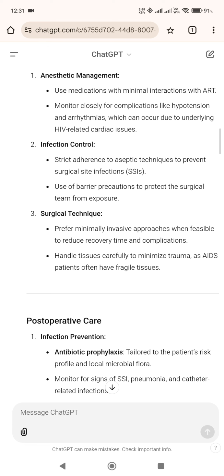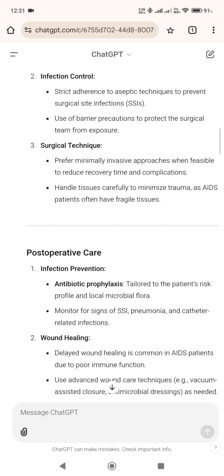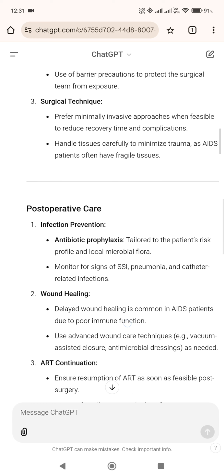2. Infection control. Strict adherence to aseptic techniques to prevent surgical site infections, SSIs. Use of barrier precautions to protect the surgical team from exposure. 3. Surgical technique. Prefer minimally invasive approaches when feasible to reduce recovery time and complications. Handle tissues carefully to minimize trauma, as AIDS patients often have fragile tissues.